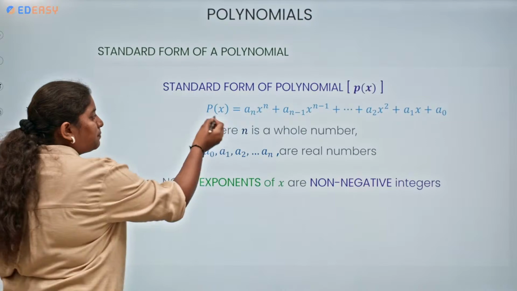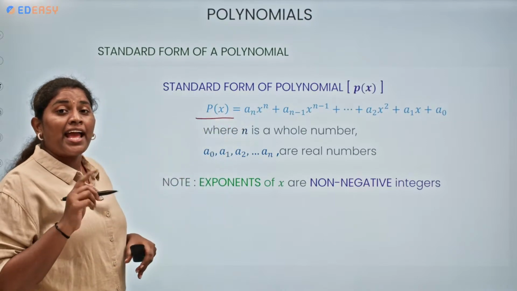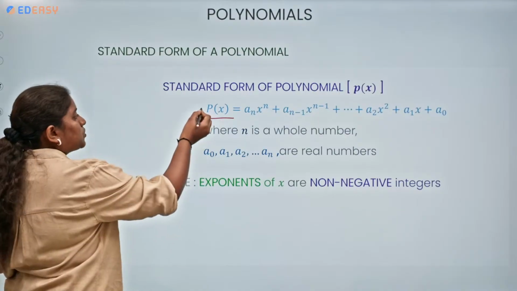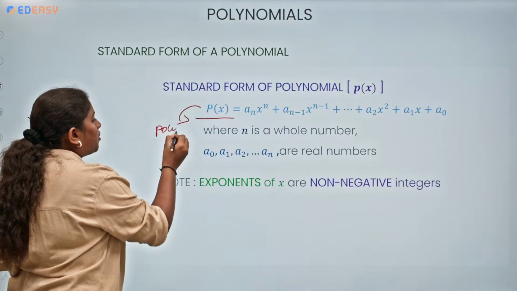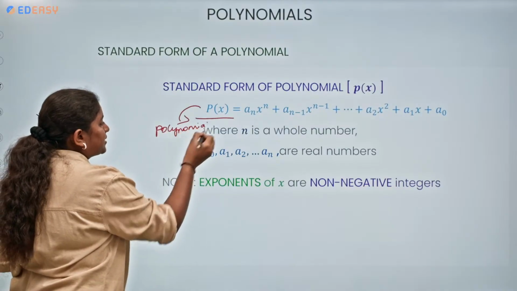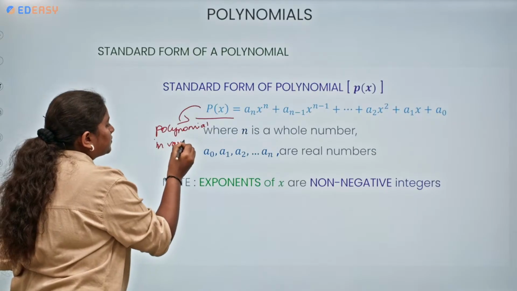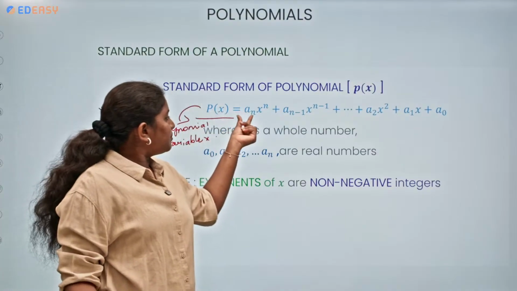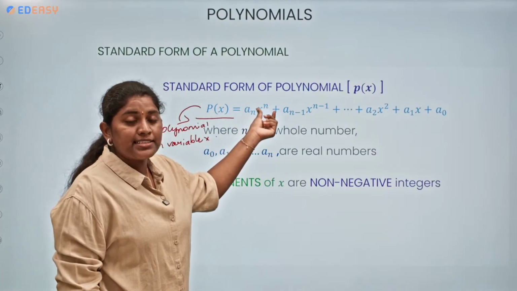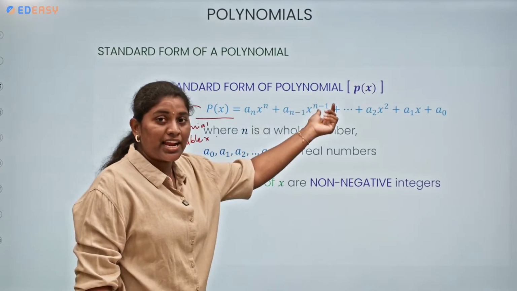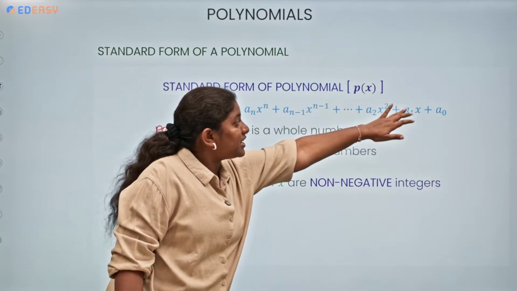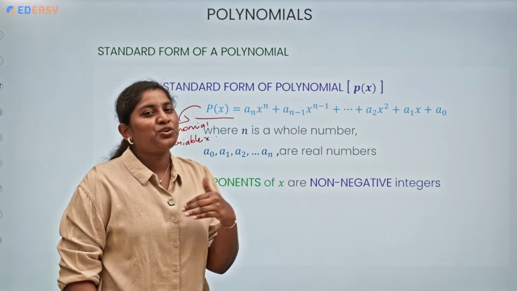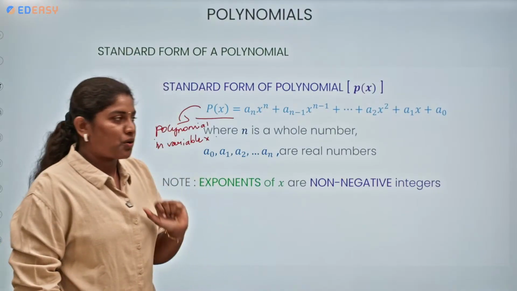So simply I am saying that p of x is nothing but a polynomial in the variable x. Now this polynomial can be written as a n x to the power n plus a n minus 1 x to the power n minus 1 and so on, a2 x square plus a1 x plus a0. This is such a big expression, but it is in standard form. I will make it short for you.